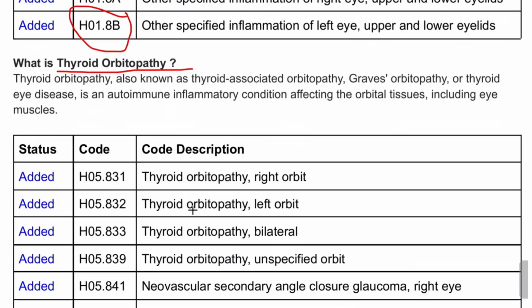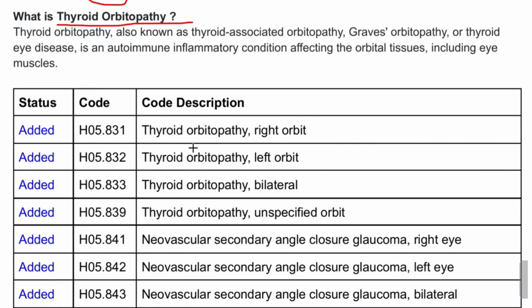The next update is the condition called thyroid orbitopathy. New codes are added for thyroid orbitopathy. Thyroid orbitopathy is an autoimmune condition that affects the eyes and the tissues around the eyes. In simple words, it happens when the immune system mistakenly attacks the muscles and fat behind the eyes. This usually occurs in people with thyroid disease, especially Graves' disease.